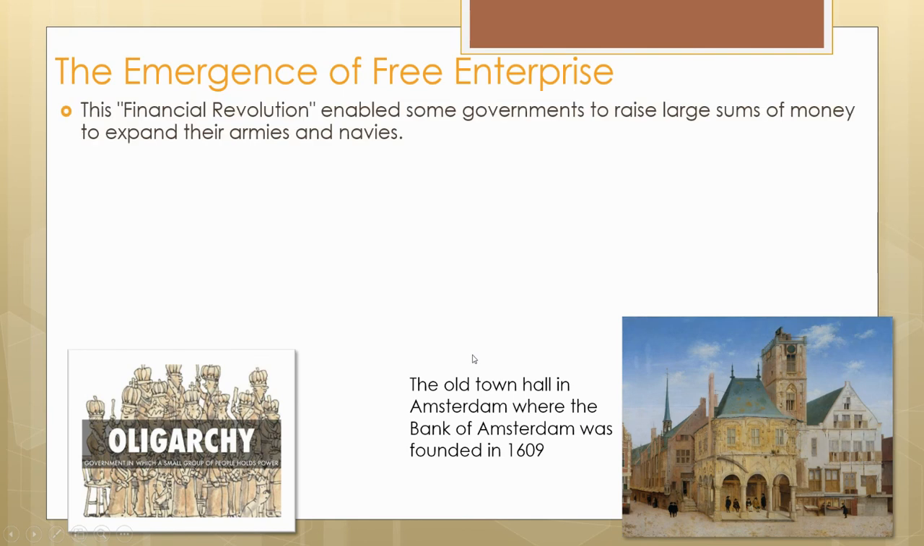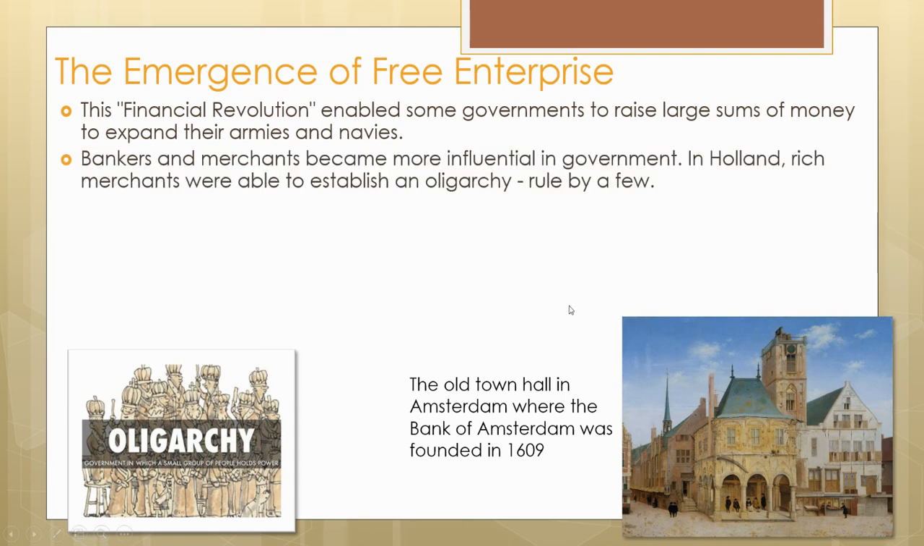The emergence of free enterprise. This financial revolution enabled some governments to raise large sums of money to expand their armies and navies. Bankers and merchants became more influential in government. In Holland, rich merchants were able to establish an oligarchy, which is a government ruled by a few, okay? And most of the time, those are going to be wealthy people.